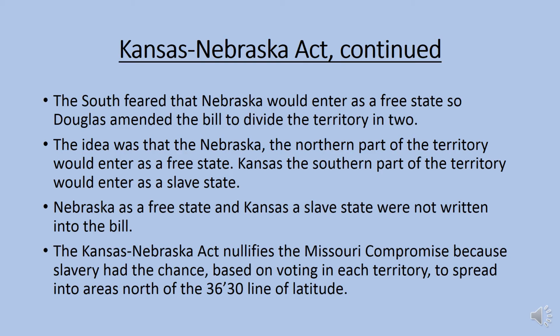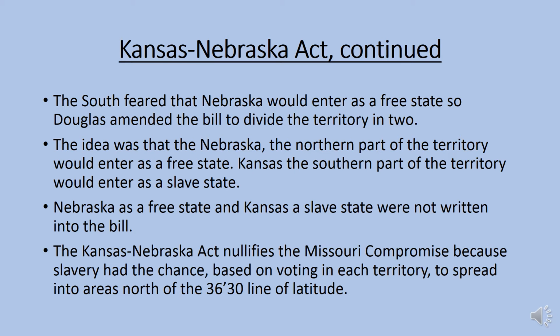The Kansas-Nebraska Act continued, and the next couple of slides, fellas, are going to be really geared towards the Kansas-Nebraska Act. The South feared that Nebraska would enter as a free state, so Douglas amended the bill to divide the territory into two. The northern part of the territory would be Nebraska. The southern part of the territory would be called Kansas. The idea was that Nebraska, the northern part, would come in as a free state. The southern part, Kansas, would come in as a slave state.